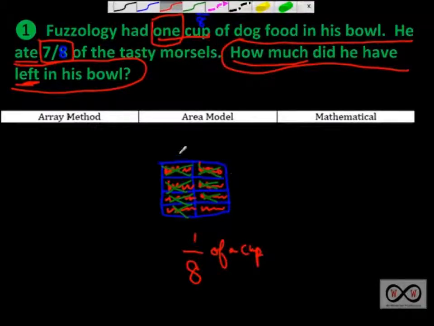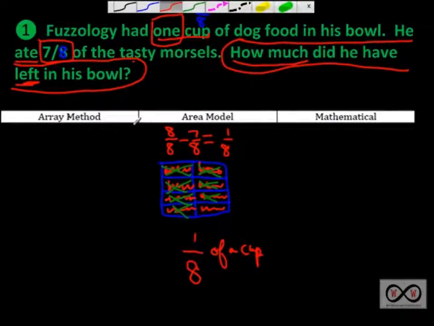So there you go. You've got your area model showing that we started off with 8/8. We took away 7/8. And that will give us a difference of 1/8. Great. So there we have the area model.